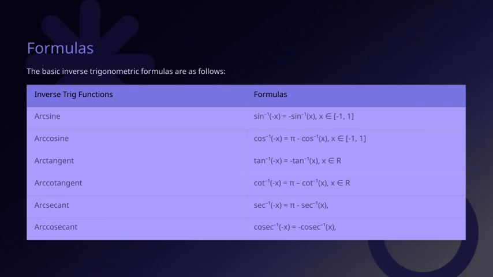Now, let's take a closer look at the basic inverse trigonometric formulas. These formulas are fundamental because they help us understand how the inverse functions behave, especially when dealing with negative inputs. For example, notice that for the arcsine function, arcsin of negative x equals the negative of arcsin of x. This shows us that arcsine is an odd function within its domain of -1 to 1. Similarly, for arccosine, we see that arccos of negative x equals pi minus arccos of x. This reflects the symmetry of the cosine function and helps us find angles in different quadrants.